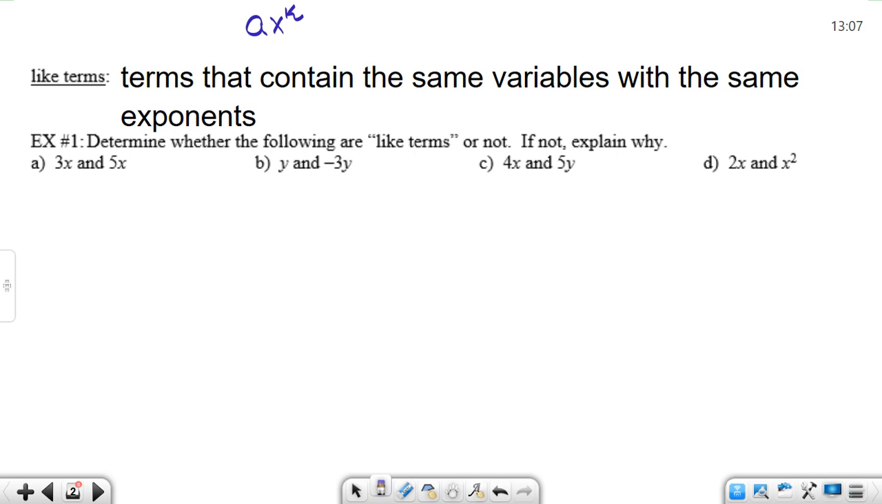So like terms are terms that contain the same variables with the same exponents. So we should all be familiar with this term, no pun intended, like terms. We should have discussed like terms in middle school. Again, like terms are terms that contain the same variables with the same exponents. Now this is very important because when we go to add and subtract polynomials, we will be combining like terms. And we've already done that this year, guys. We've combined like terms when we're solving equations, so we should be familiar with this.